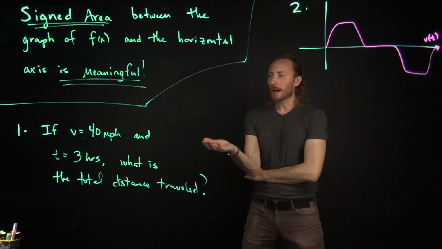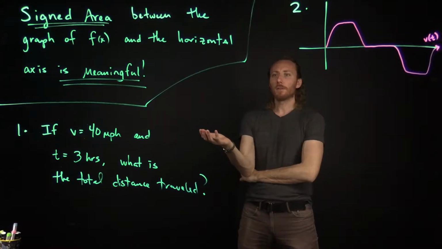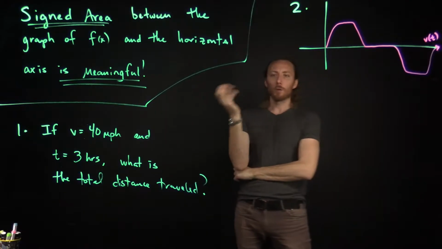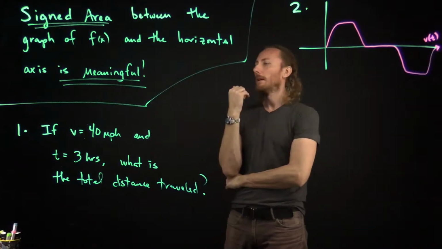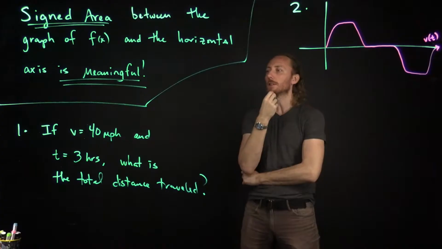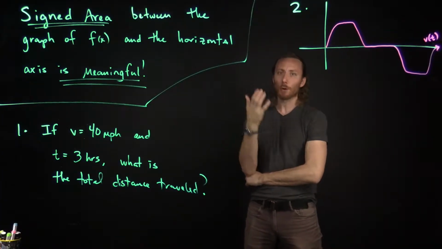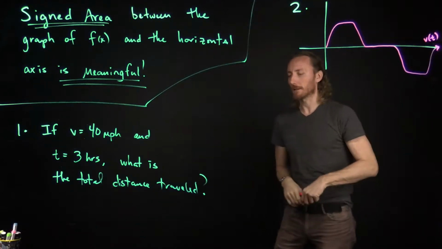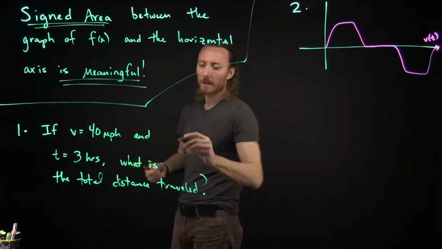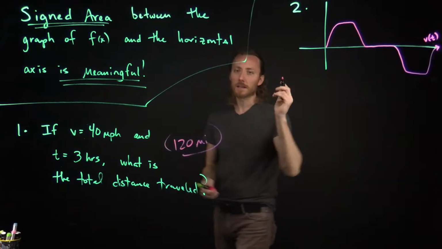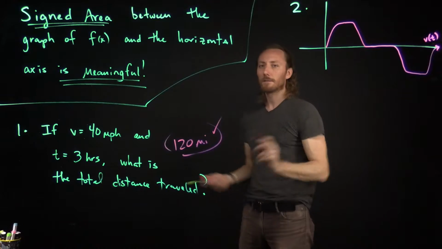So here's a classic question. If velocity is 40 miles per hour and time is 3 hours, what is the total distance traveled? Well, this is not that sophisticated or complicated to imagine, but going 40 miles per hour for 3 hours, 40 miles each hour, that's 120 miles in total, right? So we could just set this one aside by saying 120 miles and leave it at that, put a check on it, and that's that.